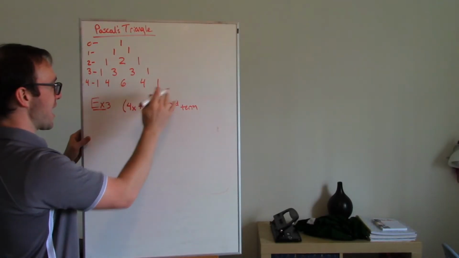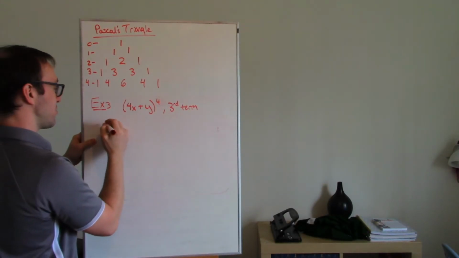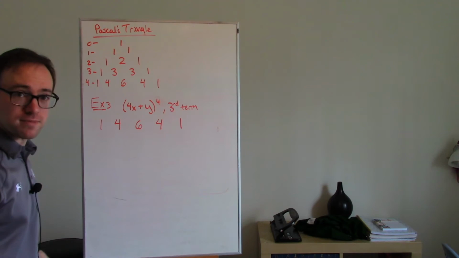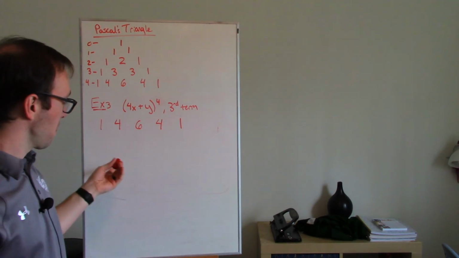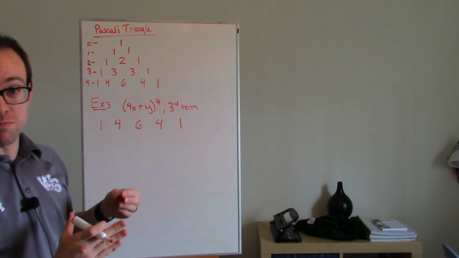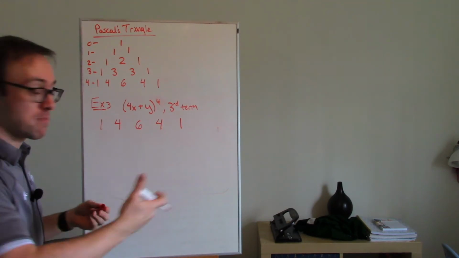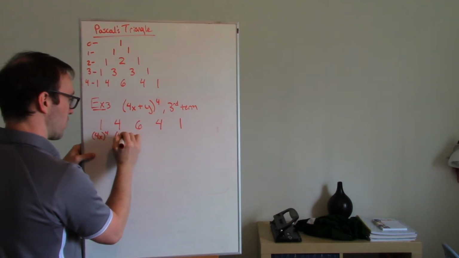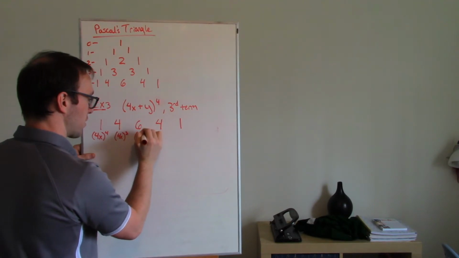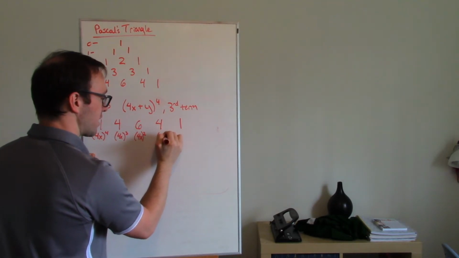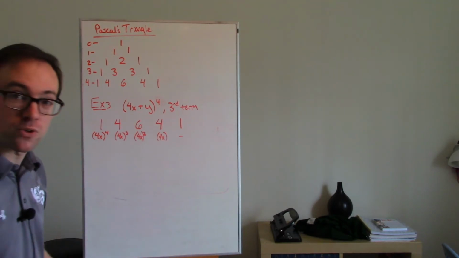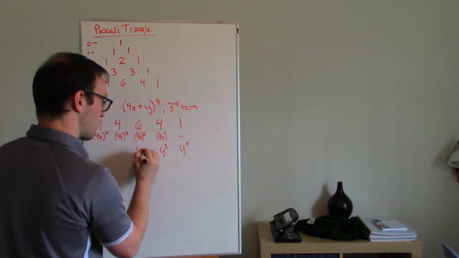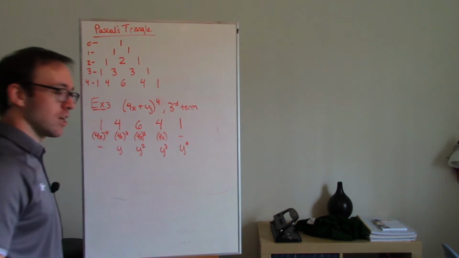Since we're using the 4th one, we already have the 4th piece written above it. So 1, 4, 6, 4, 1. So, boom, we have the coefficients set up. Now we're going to go through and put our terms into the powers. So 4x in parentheses to the 4th, 4x to the 3rd, 4x squared, 4x, and then nothing. And then we're going to go backwards with the y. Y to the 4th, y to the 3rd, y squared, y, and then nothing.